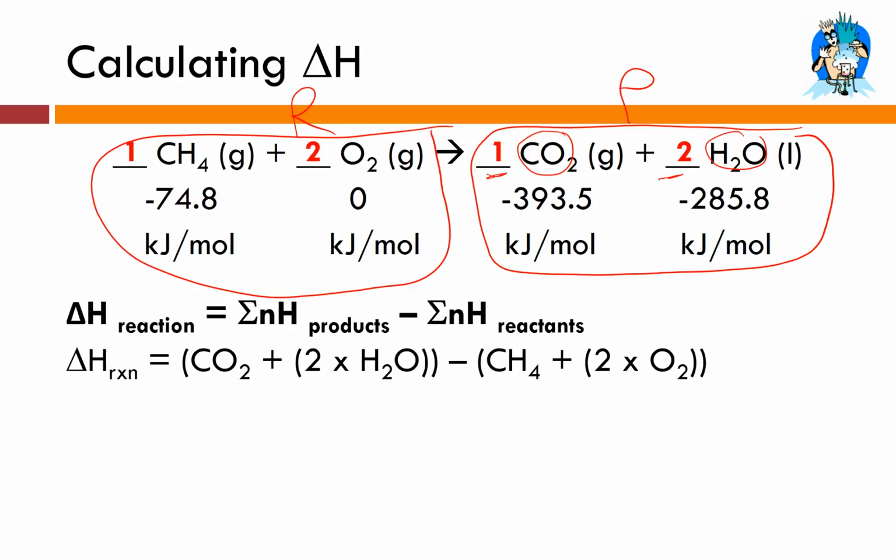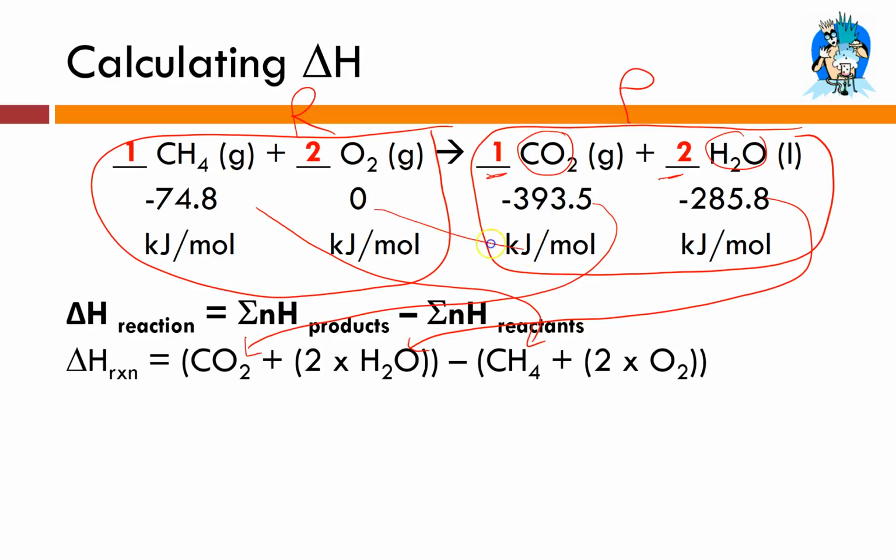Let's start plugging in some information. So where we've got CO2, I'm going to sub in negative 393.5. Well, 2 is going to stay, that's not a variable. For water, I'm going to plug in negative 285.8 kilojoules per mole. And I'm going to subtract my H value, my heat of formation. For CH4, negative 74.8 kilojoules per mole. And I'm going to do the same thing for oxygen, 2 times 0. So that one's really, really simple. So it's going to look something like this.